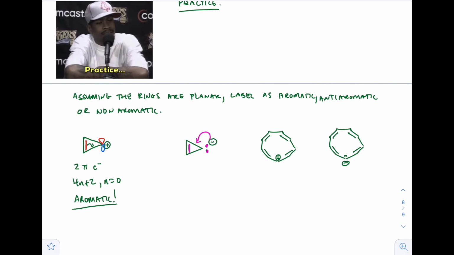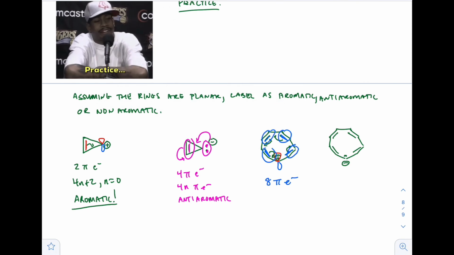What about this one right here? It's got 4 electrons. It is conjugated, it is planar, it is cyclic. But since it has those 4 pi electrons, that follows the 4n pi electron rule and is therefore anti-aromatic. All right, so 2, 4, 6, 8 with the vacant p orbital. Definitely conjugated. So what is it? Since it's got 8 pi electrons, that means it follows the 4n pi electron rule where n equals 2, and it's anti-aromatic.